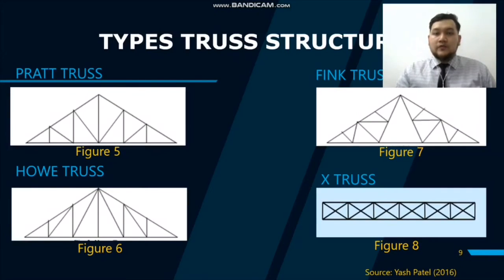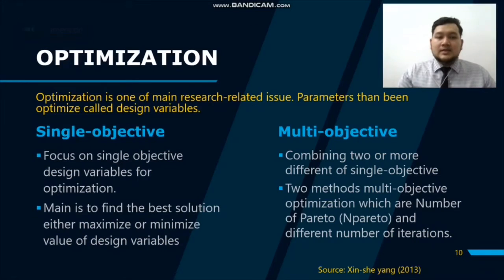There are 4 types of truss structure which are Pratt truss, fin truss, howe truss and X truss. Optimization. Optimization is one of the main research issues. Parameters that have been optimized are called design variables. There are 2 types of optimization. First is single objective, where it focuses on a single objective design variable for optimization. The main aim is to find the best solution, either maximizing or minimizing the value of the design variable. And second is multi-objective optimization, where it combines 2 or more different single objectives.